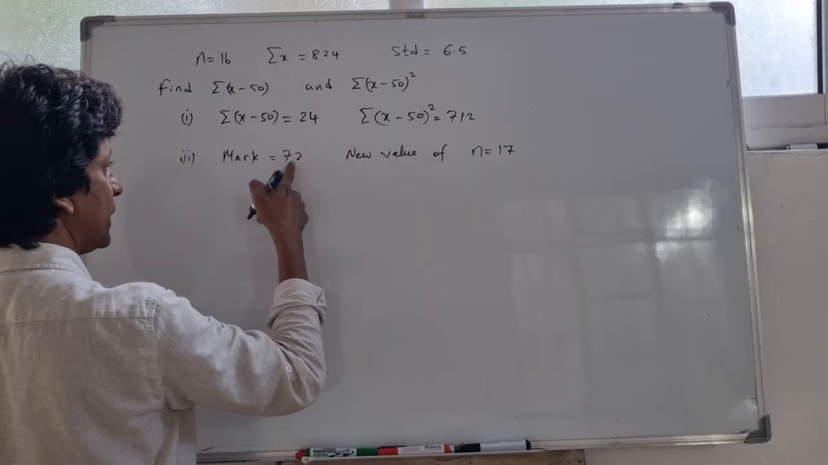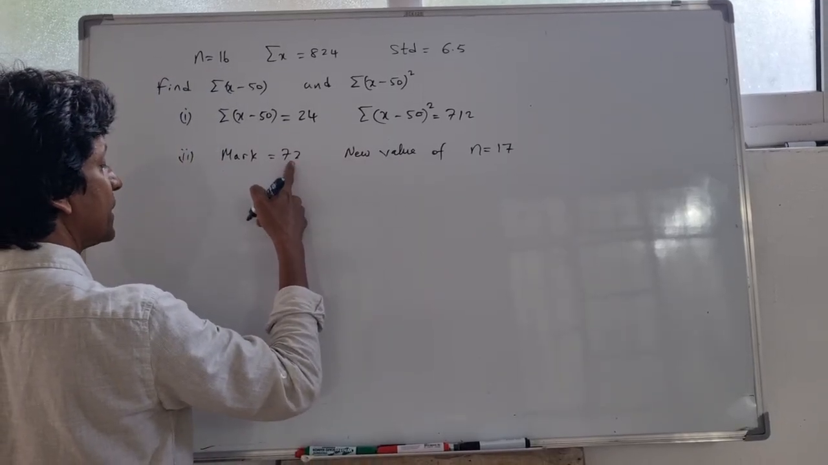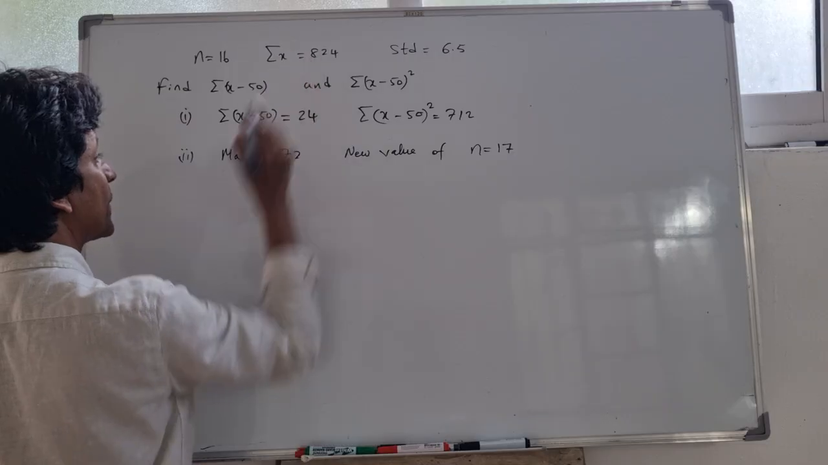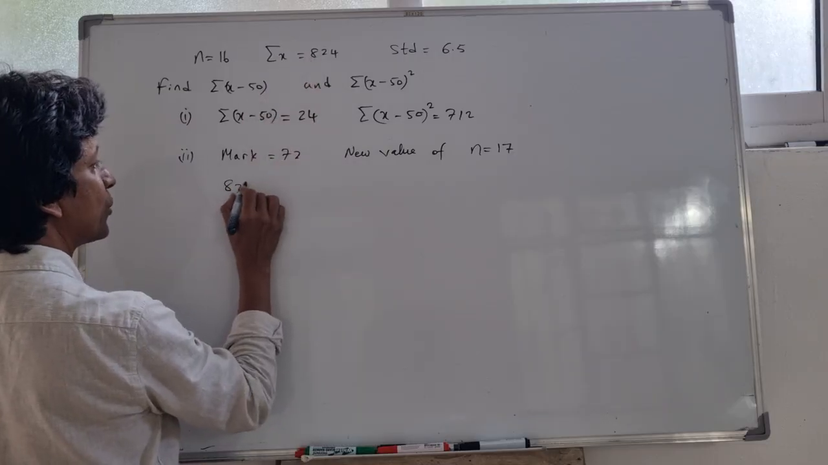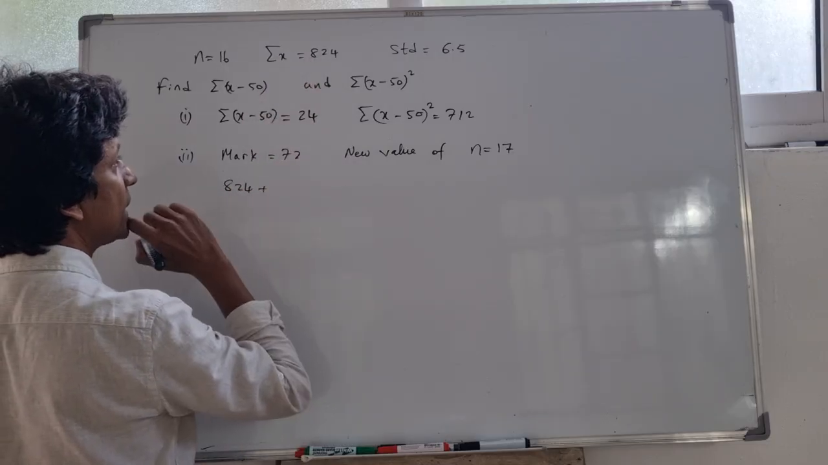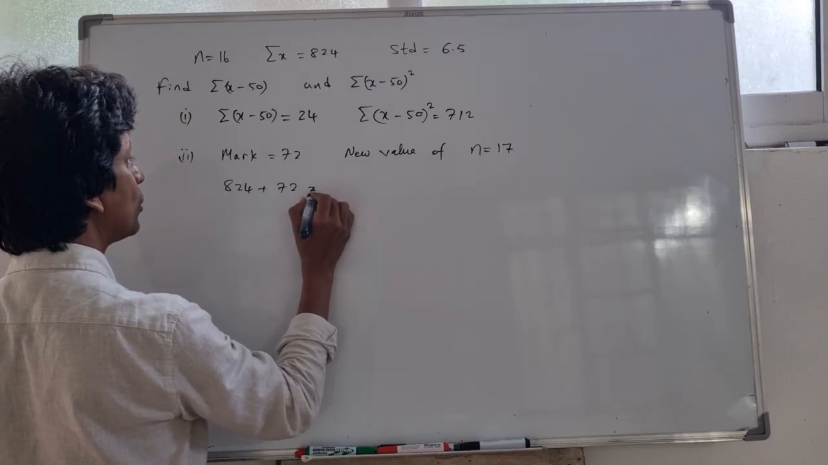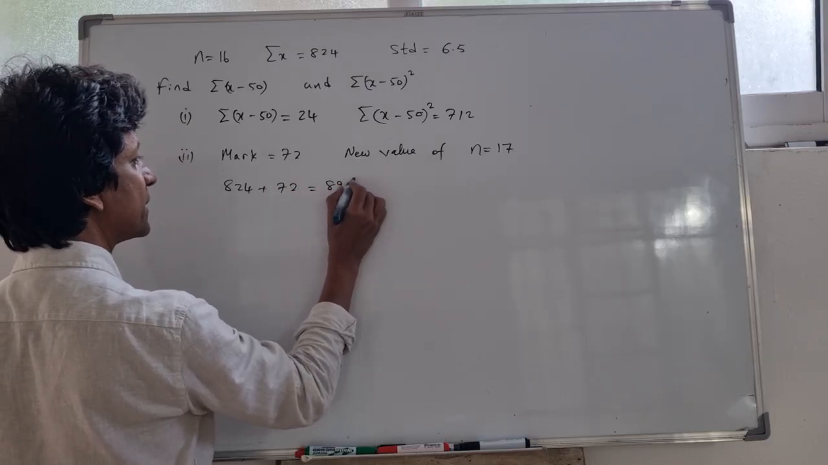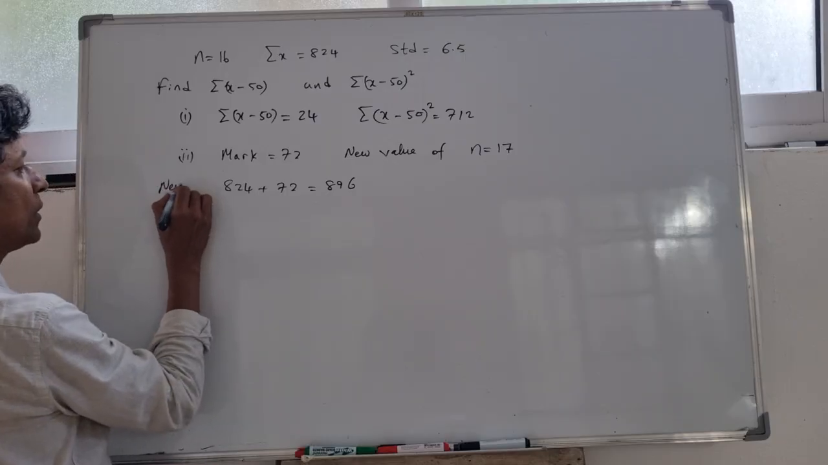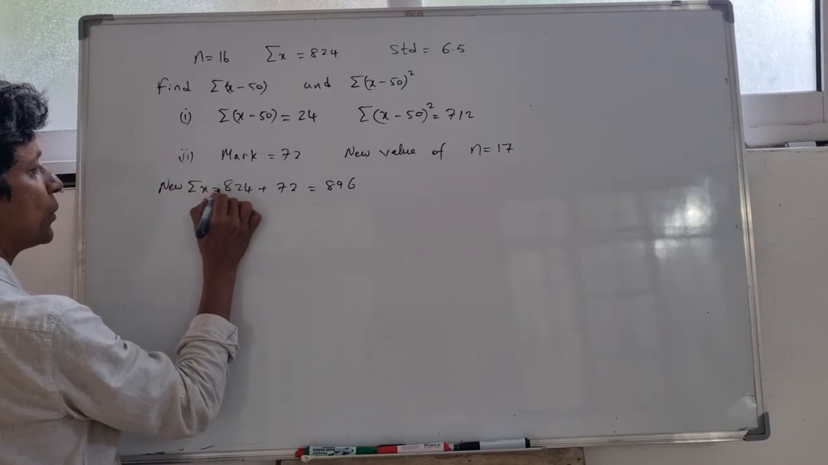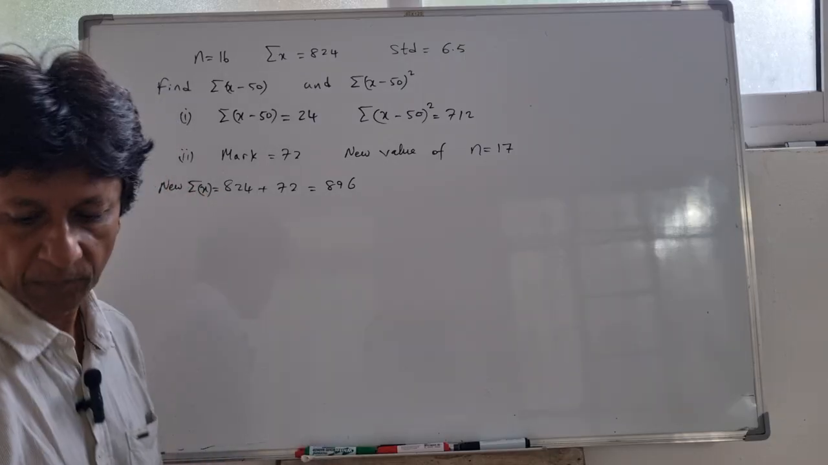If the person's mark is 72, I'm going to add 72 on to this. So what we're going to do is say 824 plus 72. So that's going to come to 896. So this is our new sum of x, which is now 896.